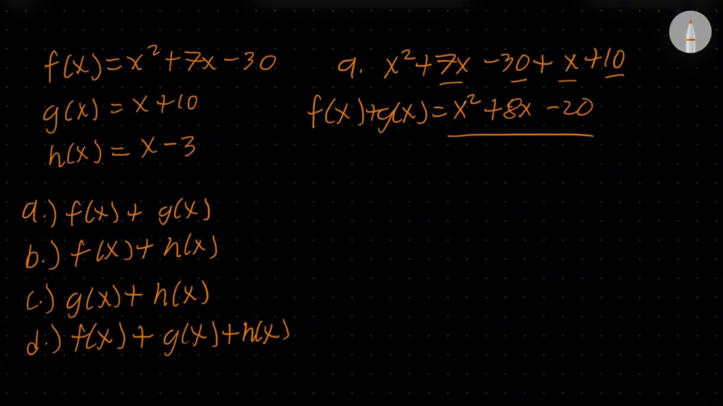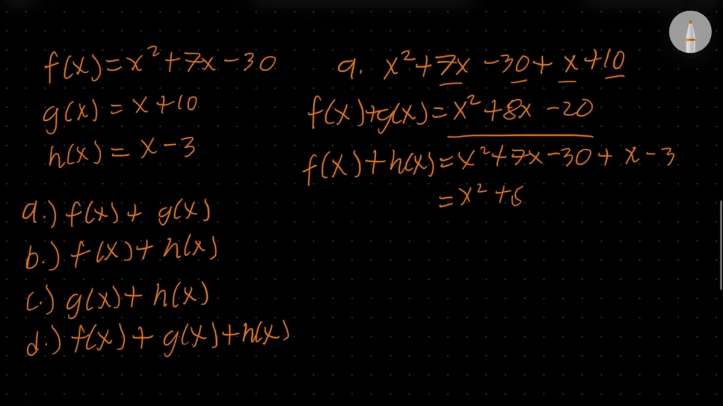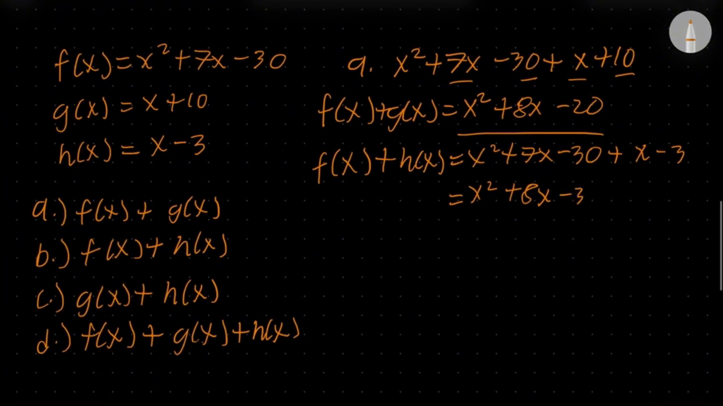Now let us go with letter B, f of x plus h of x. Our f of x is x squared plus 7x minus 30 plus x minus 3. Now we're just going to do what we did earlier. X squared, 7x plus x is 8x, negative 30 minus 3 is negative 33. And that is our answer.